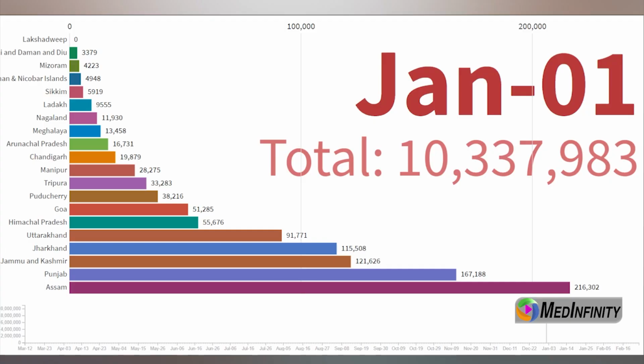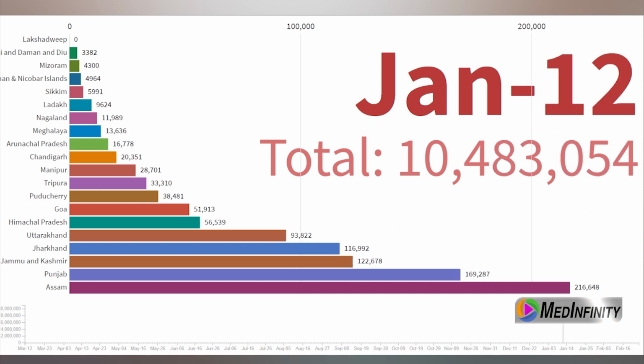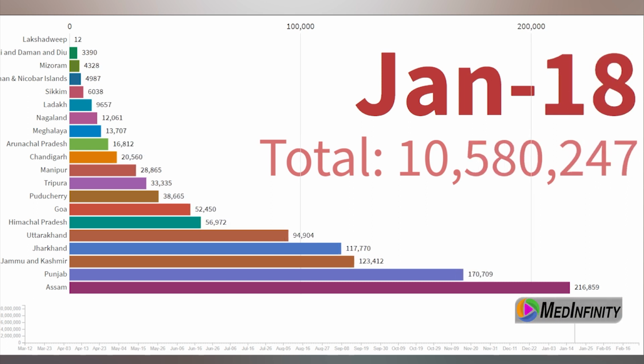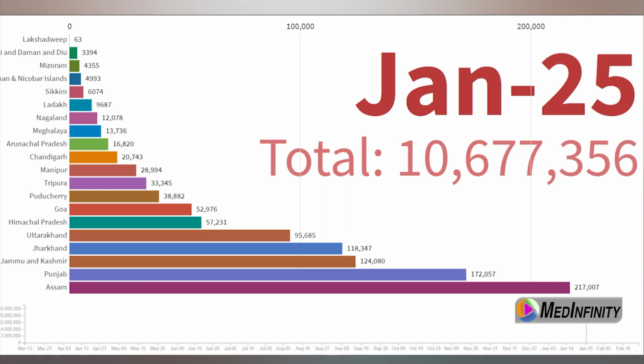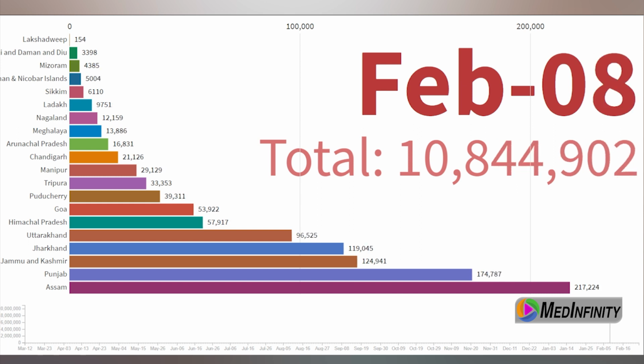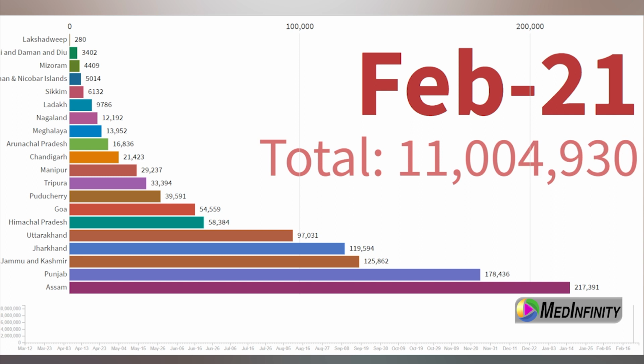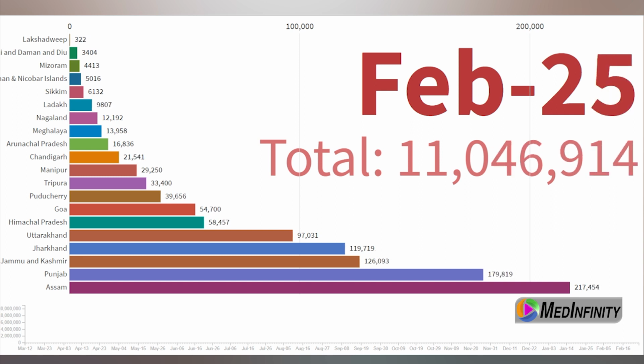Another interesting data point is from Lakshadweep, the least affected. Lakshadweep actually didn't report a single case for the entire year of 2020. The first COVID positive case in Lakshadweep was recorded on Jan 18th. And within 1 month, from Jan 18th to Feb 25th of 2021, the virus was able to infect 322 people.